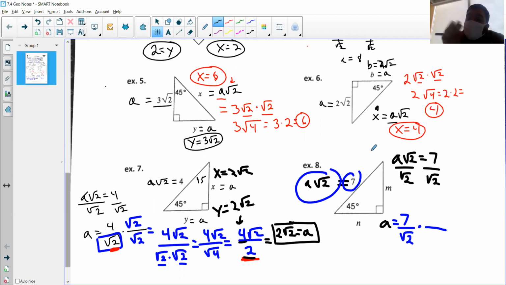There should be something underneath that somewhere. 7 root 2 over what?